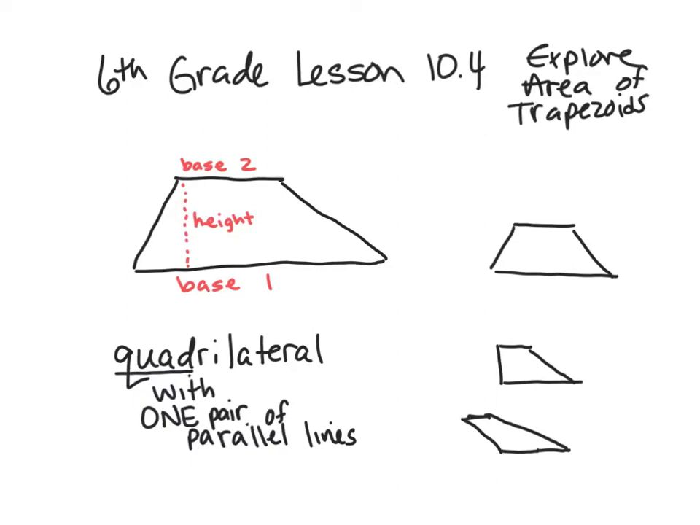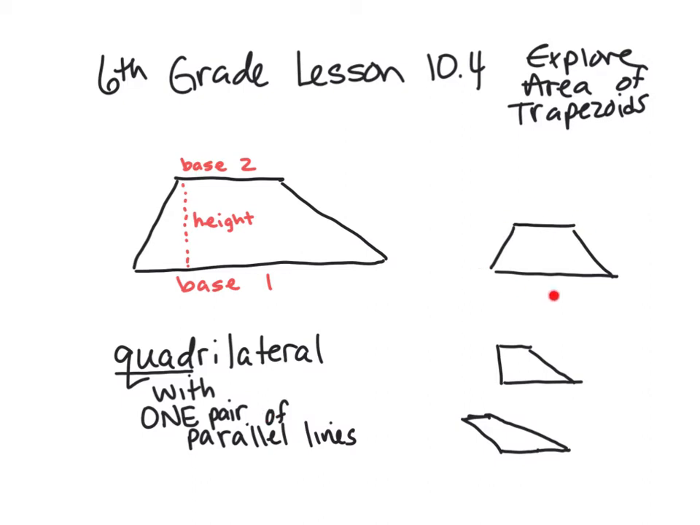Sixth grade lesson 10.4 is explore area of trapezoids. Before we even start exploring the area of trapezoids, let me refresh your memory on what a trapezoid is. A trapezoid is a quadrilateral, quad meaning four, so a four-sided figure with one pair of parallel lines.